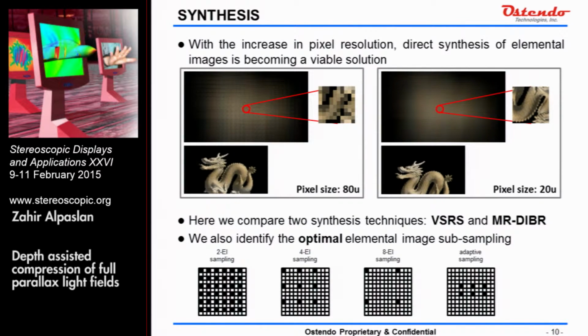Then we're going to compare two synthesis techniques. One is the one used by the MPEG group, the view synthesis reference software. And the other one is our proposed DIBR, the MR DIBR, the multi-reference DIBR. Another thing that is interesting that we try to find out here is the maximum distance between the references. So we tried to identify the image subsampling by testing with only every 2 images, every 4 images, every 8 images, and also our proposed adaptive sampling, which comes from the visibility test. The visibility test is not a regular sampling, it's an adaptive sampling.